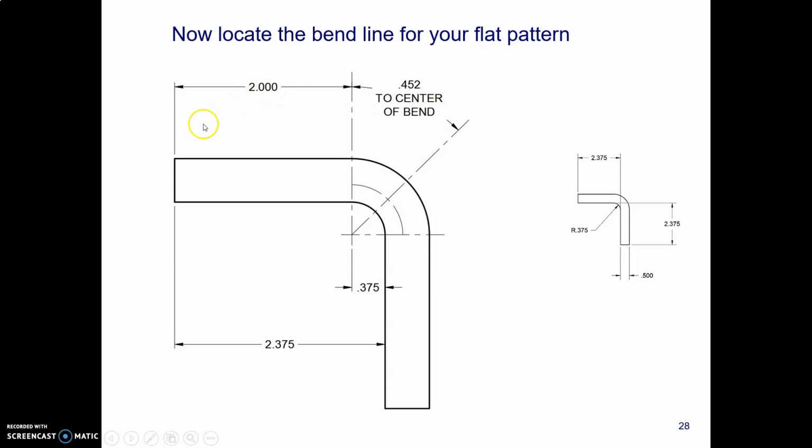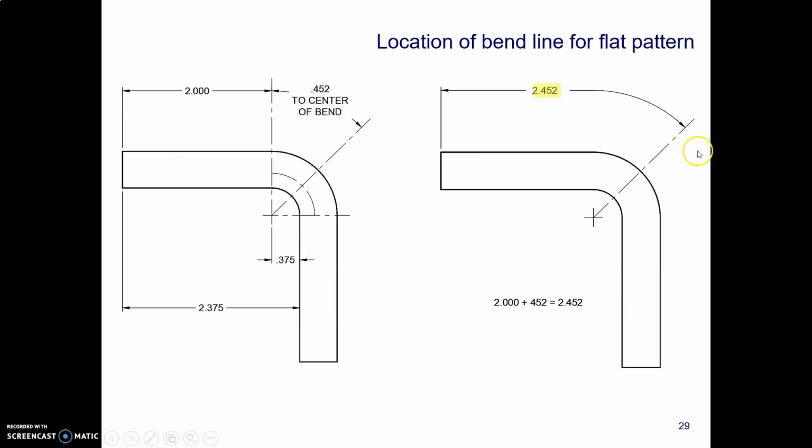So the location of our bend line for this part is from the edge of our flat bar, 2 plus 0.452, all the way to here to the middle of the bend. It is 2.452. That's where our bend line will be on this particular part.